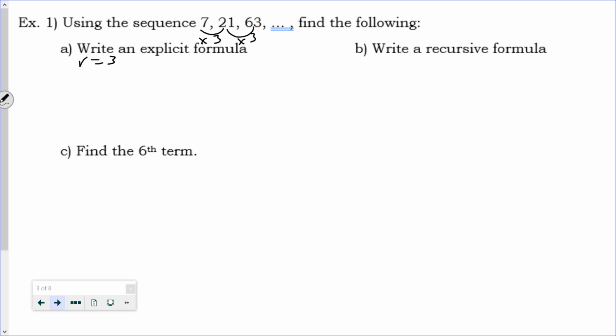So my explicit formula, that's f of n, will equal f of k, which would be any term in the sequence that you want, multiplied by r raised to the n minus k. That's the explicit formula. I'm just rewriting it. And now I'm just going to plug in f of k and my r. It doesn't matter which one. So if you want to use f of 1, that'll be 7, multiplied by that r value of 3 to the n minus 1.